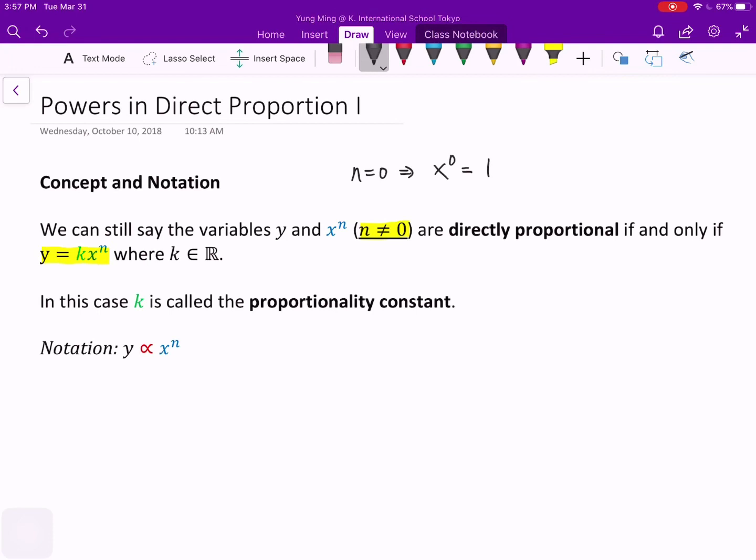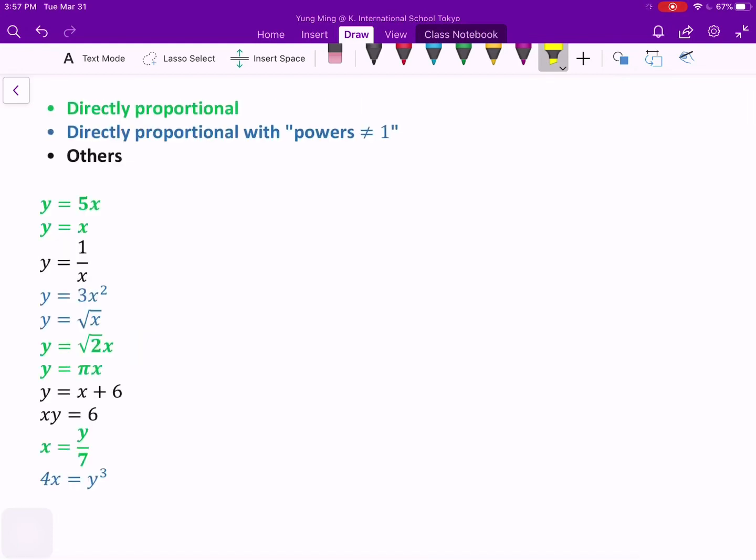Our notation is pretty much the same, except you're not comparing y and x anymore. You're comparing y and x to the power of potentially different powers of n. So this is a big list that you saw yesterday. The green color-coded ones are the ones that we talked about already. Those are the direct proportions between y and pure x. Okay, but today we're going to look at the blue ones. The blue ones, as you notice, they are quite close to the direct proportion.